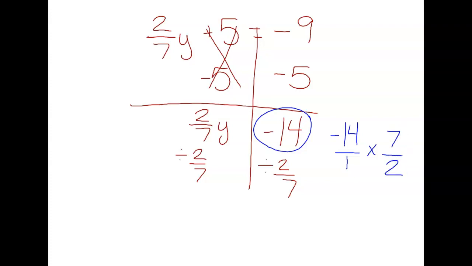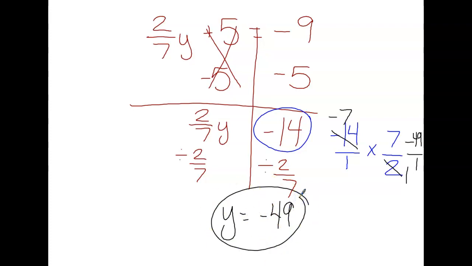Now I can cross reduce. This is negative 14. I'm dividing it by 2, so I'd get a negative 7. 2 divided by 2 is 1. Since there's nowhere else that I can reduce, I'm going to go ahead and multiply straight across. So negative 7 times 7, a negative times a positive is a negative. 7 times 7 is 49. Over 1 times 1 is 1. So my answer is y equals negative 49.